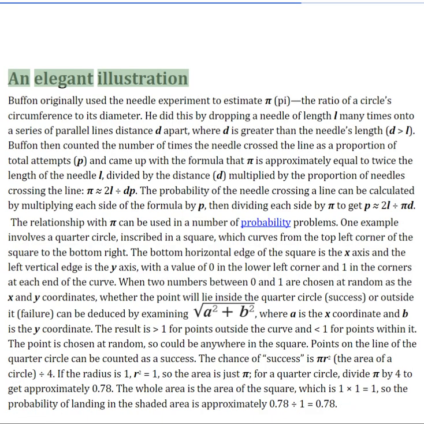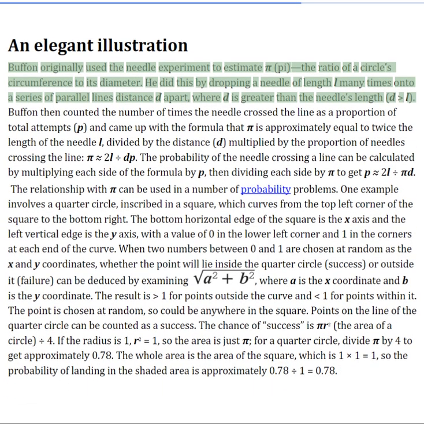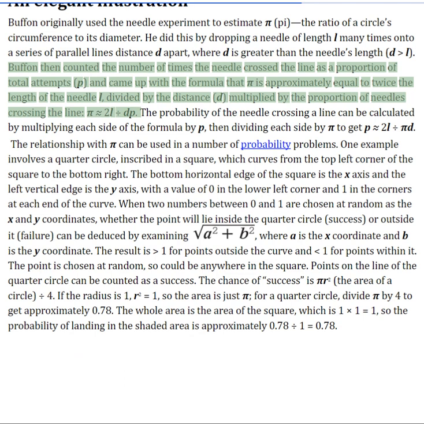An elegant illustration. Buffon originally used the needle experiment to estimate pi, the ratio of a circle's circumference to its diameter. He did this by dropping a needle of length L many times onto a series of parallel lines distance d apart, where d is greater than the needle's length. Buffon then counted the number of times the needle crossed the line as a proportion of total attempts and came up with the formula that pi is approximately equal to twice the length of the needle L, divided by the distance multiplied by the proportion of needles crossing the line, pi = 2L/dp.